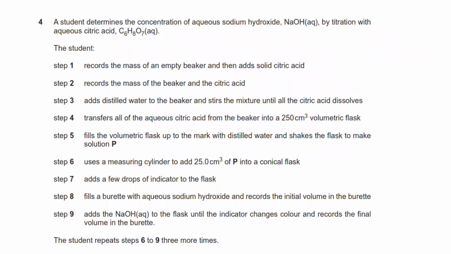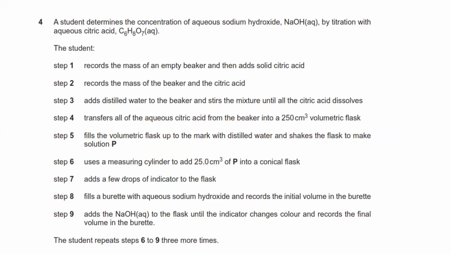Okay. So moving ahead, question number 4. Question number 4 says a student determines the concentration of aqueous sodium hydroxide, NaOH, by titration with aqueous citric acid. The student follows the following steps. Step 1, record the mass of empty beaker and then add solid citric acid. Step 2, records mass of beaker and citric acid. Step 3, add distilled water to the beaker and stir the mixture until the citric acid dissolves. Step 4, transfer all the aqueous citric acid from the beaker into a 250 centimeter cube volumetric flask.